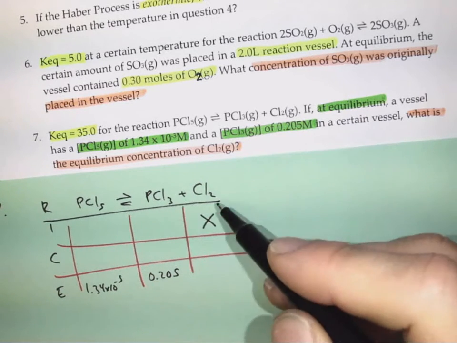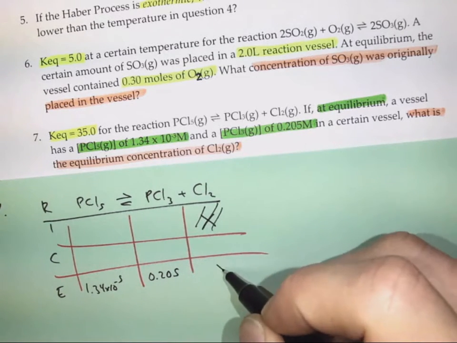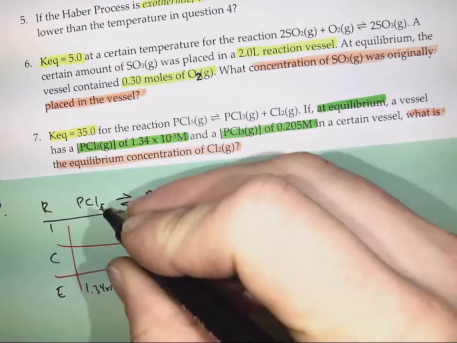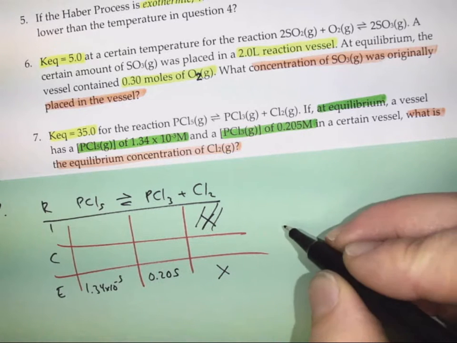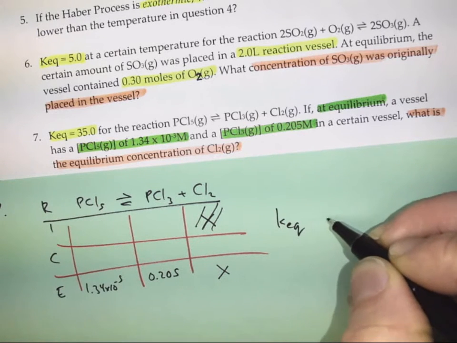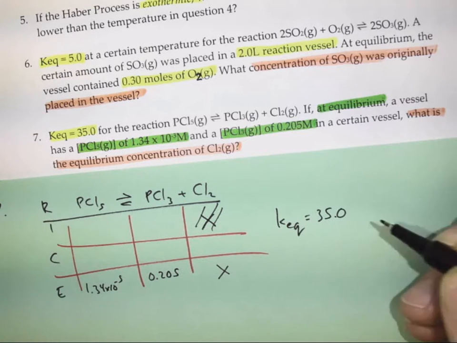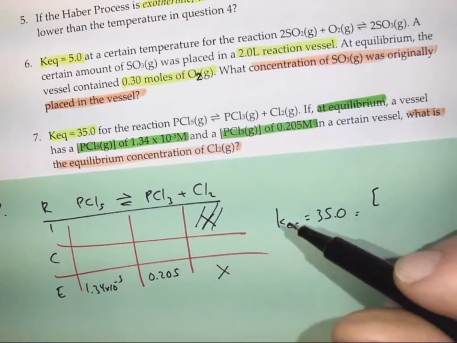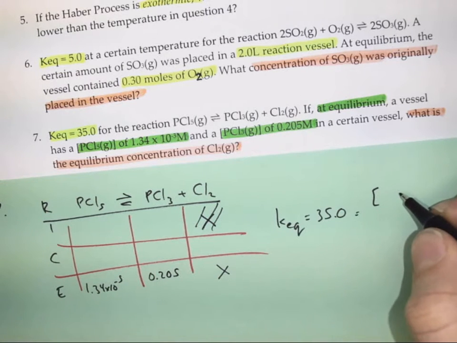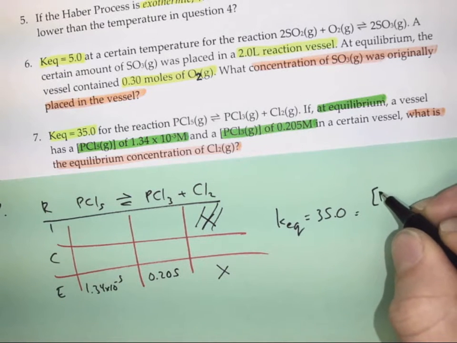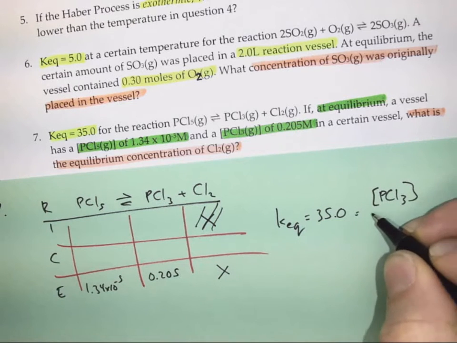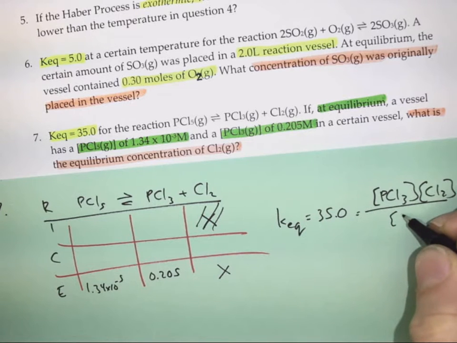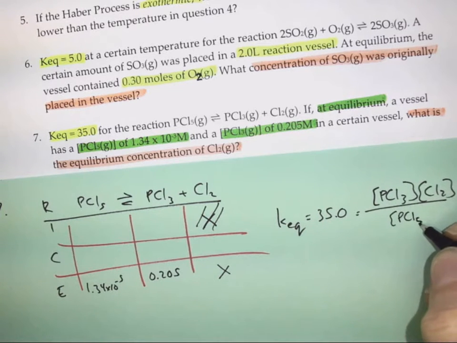Okay, so this is not what we were asked. We were asked for the equilibrium concentration of chlorine gas. Well, to answer that, we actually don't need a RICE table. We're not asked about the initial conditions. All we need to do is say, well, the equilibrium constant is 35.0, and that's equal to the concentration of our PCl3 times our chlorine gas divided by our concentration of PCl5.